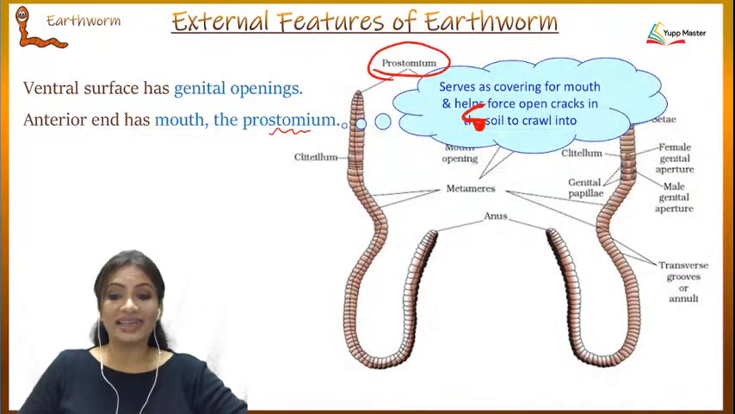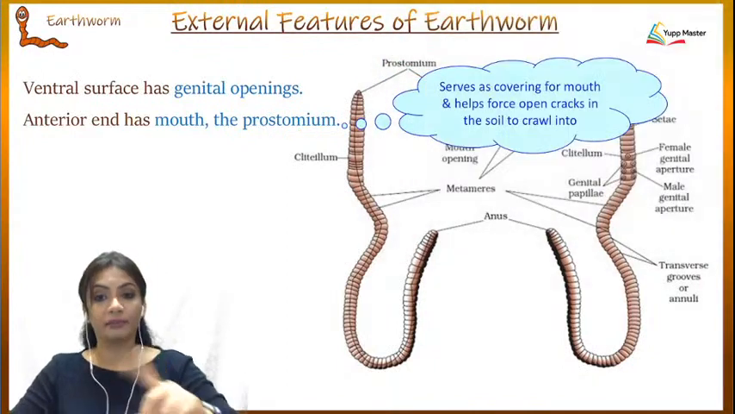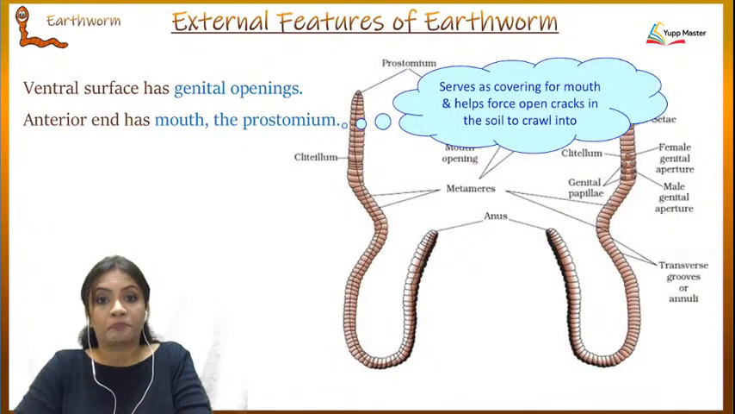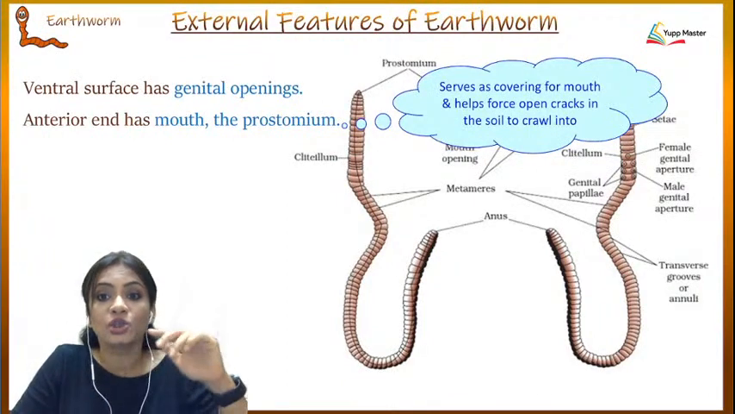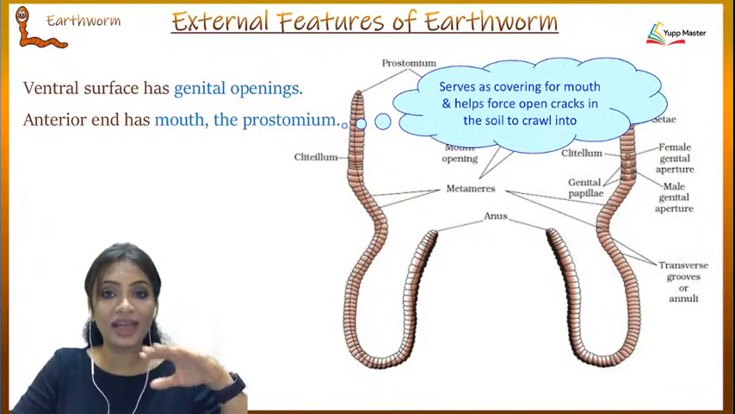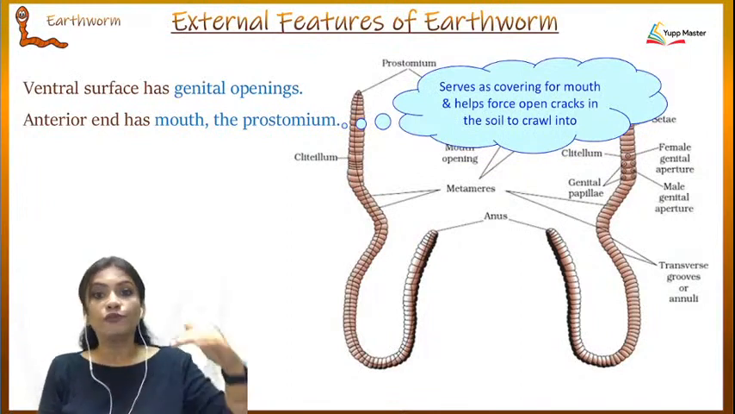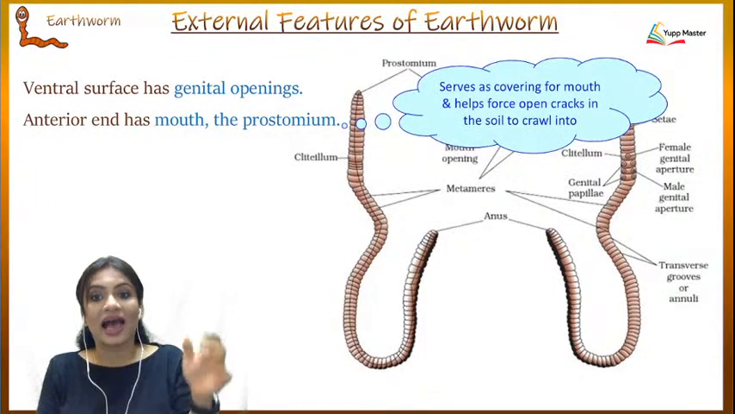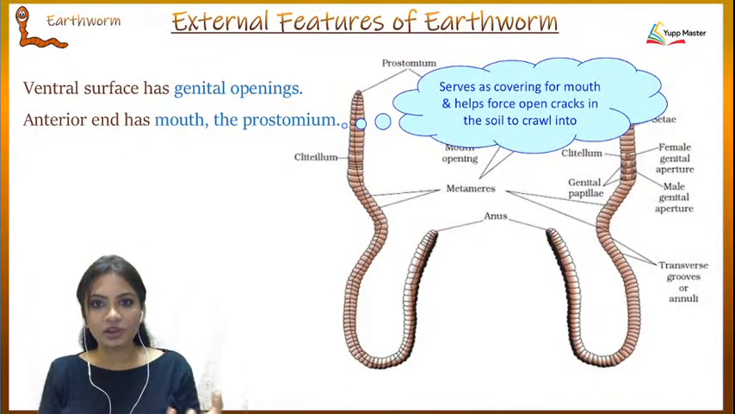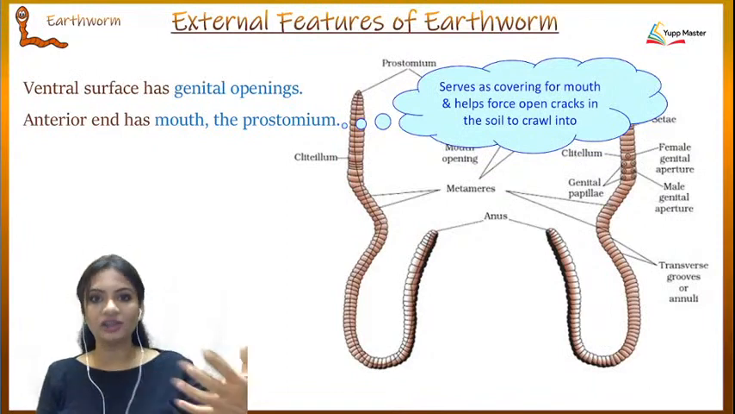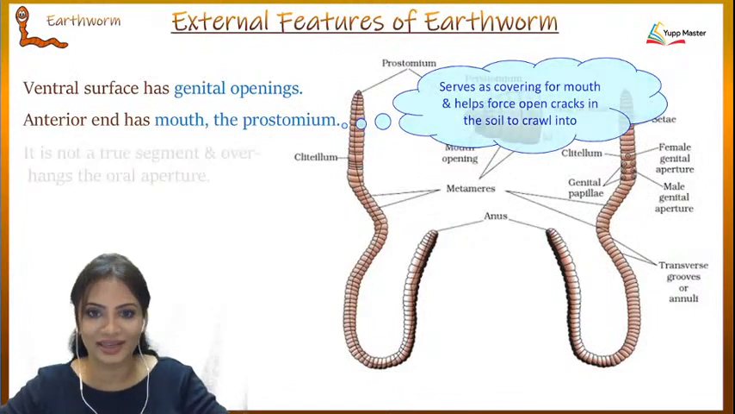Okay, so it serves as a covering for the mouth, and what does it help the earthworm do? Remember a little while back I told you that the earthworm is going to be burrowing inside the soil. So this prostomium is behaving as a covering for the mouth, and it is helping the earthworm to force itself into cracks and into the soil and crawl into it. So this helps the earthworm burrow inside if the soil is a little hard or dry, and it helps it go into the cracks inside it.